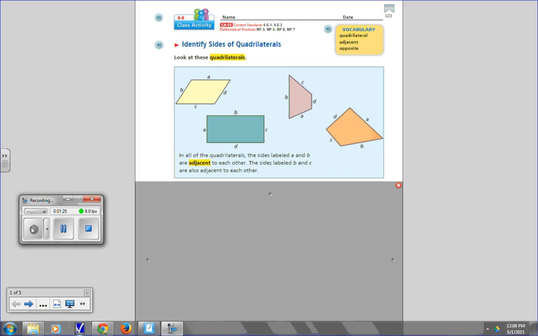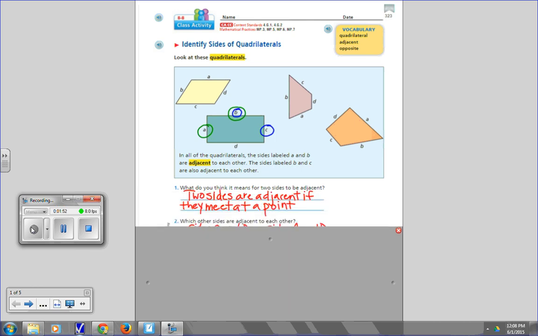So if you're not looking at the screen right now, you need to. A and B are adjacent to one another. B and C are adjacent to each other. What do you think it means for two sides to be adjacent? Stop and ponder this question for a moment.